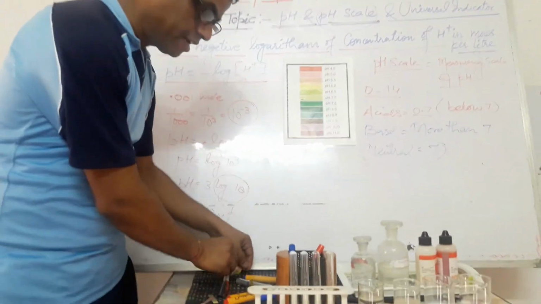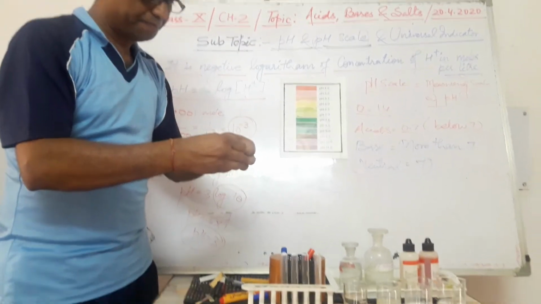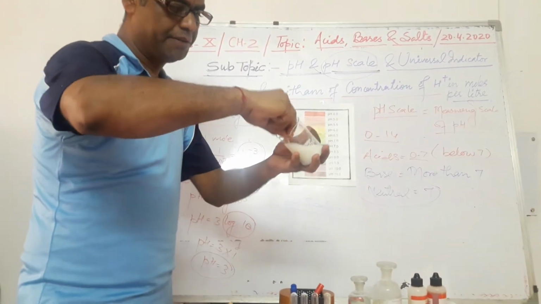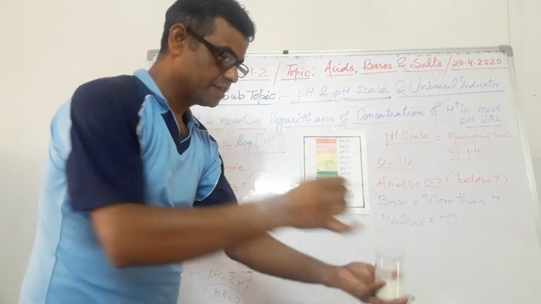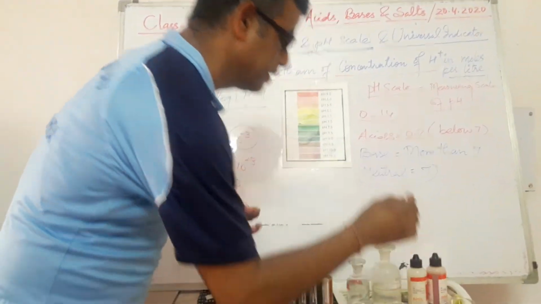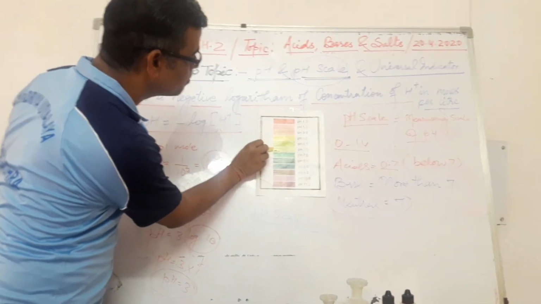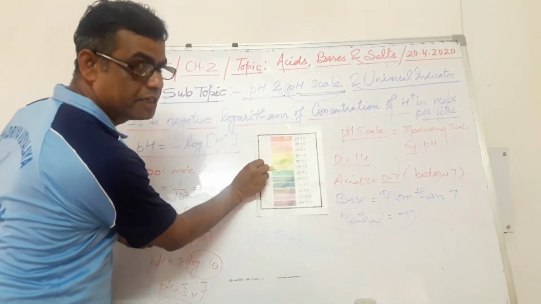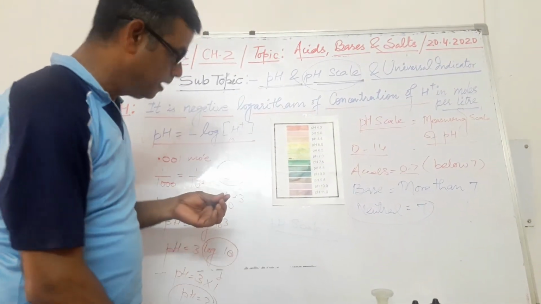Now again we have milk. With the help of this strip, which I am dividing into two parts, I am taking the milk solution and dipping it in. Now the milk is there and the color is not changing so much. It is just matching the color of pH 7. So again we can say it is approximately neutral.